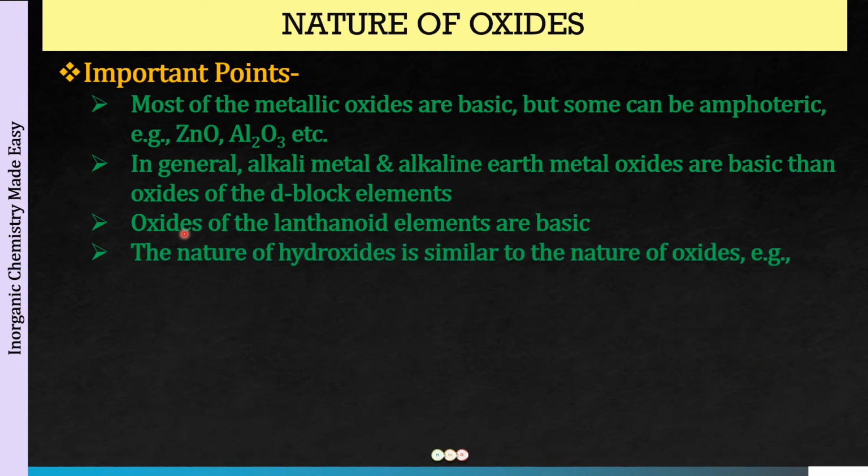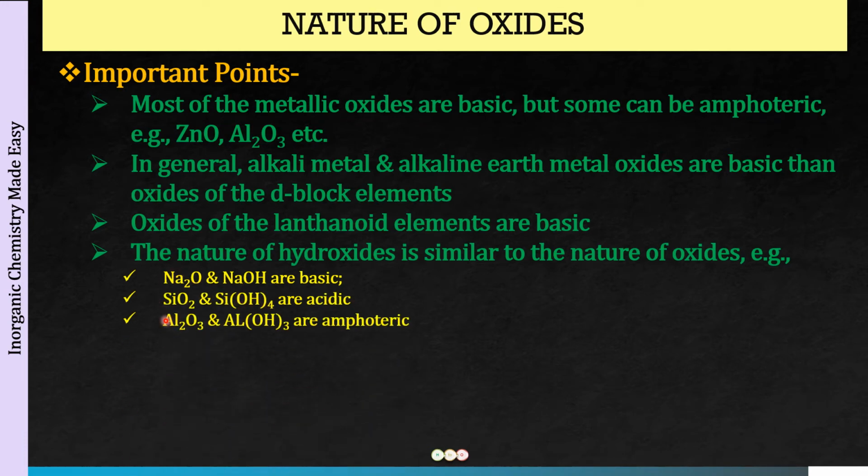Okay. The next, the nature of the hydroxides is very similar to the nature of the oxide. If the oxide is going to be basic, the hydroxide will be basic. If the oxide is acidic, its hydroxide will be acidic. If the oxide is going to be amphoteric, the hydroxide will also be amphoteric. For example, Na2O and NaOH both are basic. Then we have SiO2 and Si(OH)4, they will both be acidic, and Al2O3 and Al(OH)3 are going to be amphoteric. And again, if you have to arrange the hydroxides in the acidic-basic order, it is going to be just the same way that you have learned for the oxides.